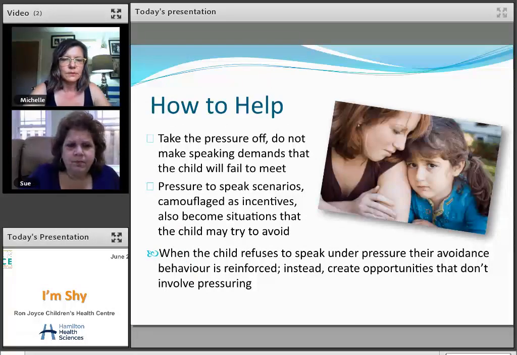Okay. Just some more tips. Take the pressure off. Do not make speaking demands that the child will fail to meet. So if you want this pizza, you have to ask for it. The child will go hungry. Pressure to speak scenarios camouflages incentives, like the example I just gave. And when the child refuses to speak under pressure, their avoidance behavior is reinforced. So instead, create opportunities that don't involve pressure.